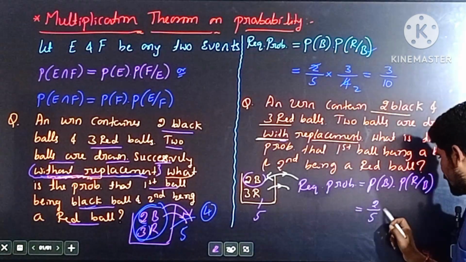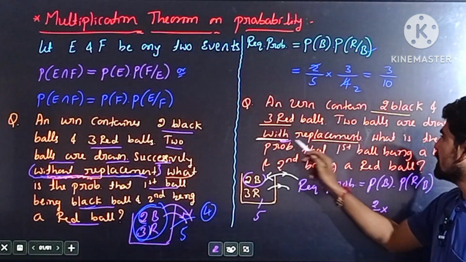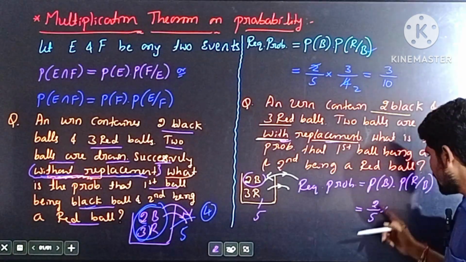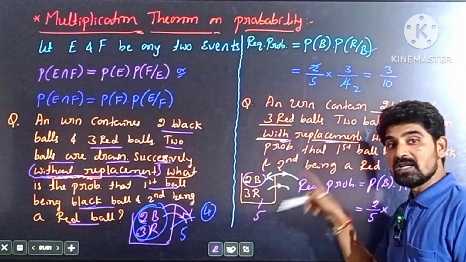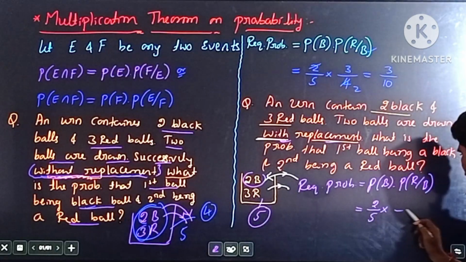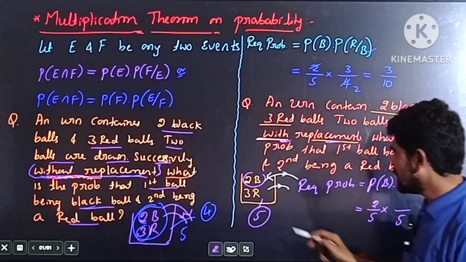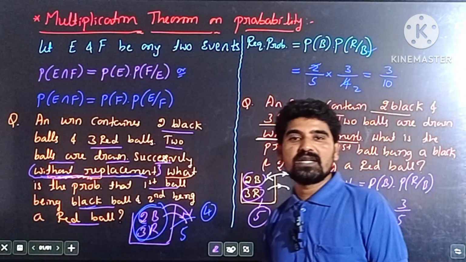Now he is choosing one more ball from this box, but in which manner? In a with replacement manner. It means he first puts the drawn ball back into the box, so the total number of balls in the box is still 5, therefore we divide by 5. Out of these 5 there are 3 red balls, therefore 3 by 5 is the probability of the second ball being red.